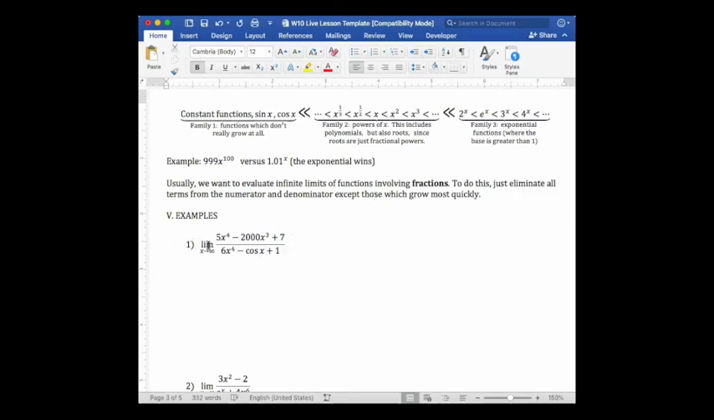So we have the limit as x goes to infinity of this complicated expression. Now, what I'm going to do is, in the numerator and the denominator separately, ask which of those terms grows the most quickly. Let's start with the numerator. I've got these three different terms: 5x to the 4th, the cubic term, and the constant term. Which one grows the most quickly?